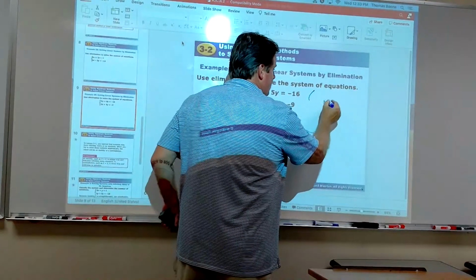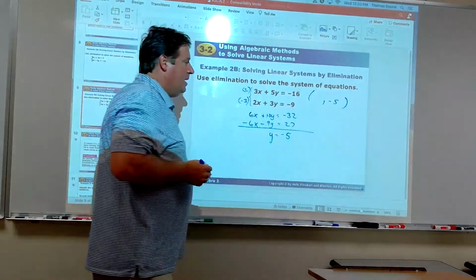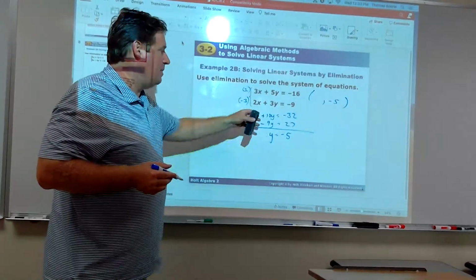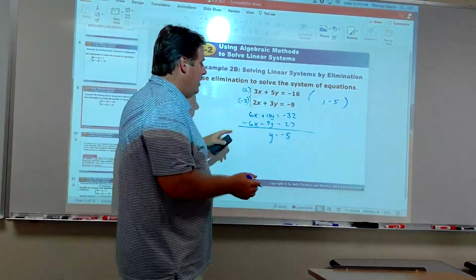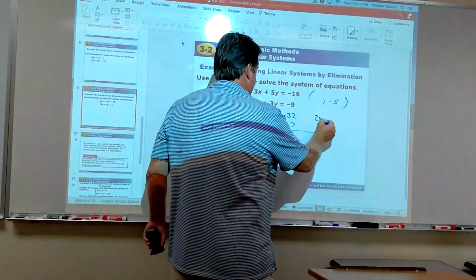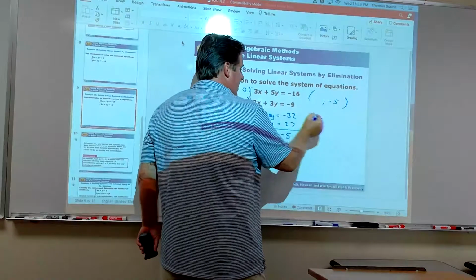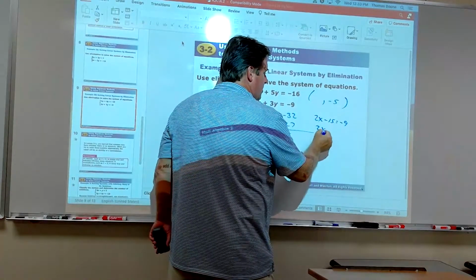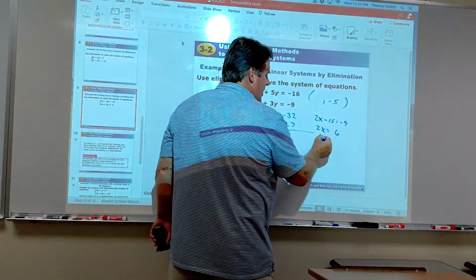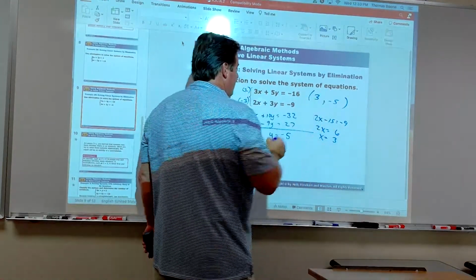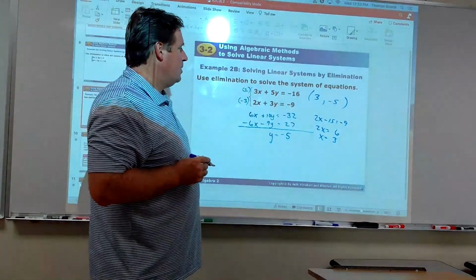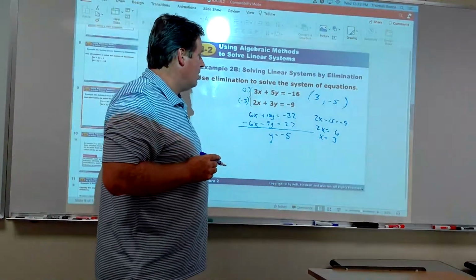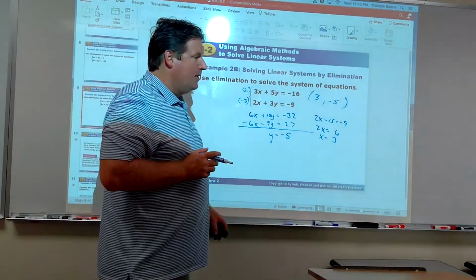So my point of intersection, that's the y value. And again, take your pick. This time, let's use the bottom one. Doesn't matter. We'd have 2x, and if I put in negative 5, that'd be minus 15 equals negative 9. So 2x would be equal to 6, and x would be 3. And again, if we did that, I think we'd work out that everything works out all hunky-dory. Yeah. So there we go.